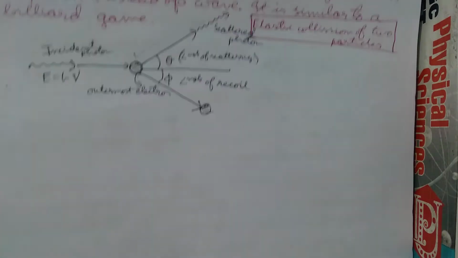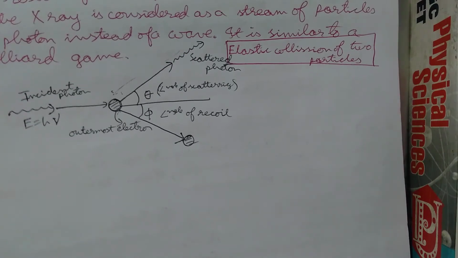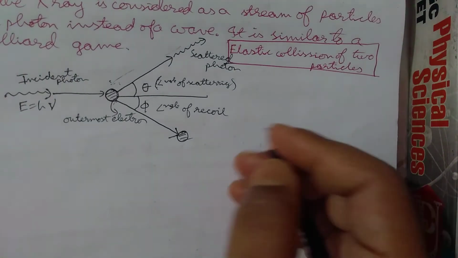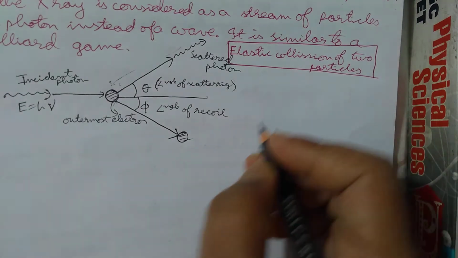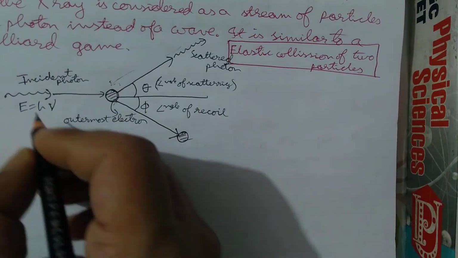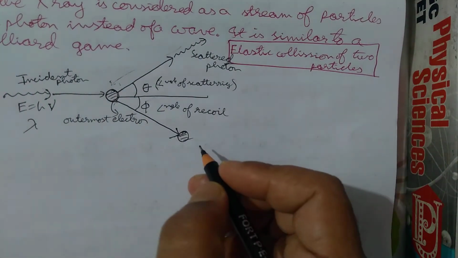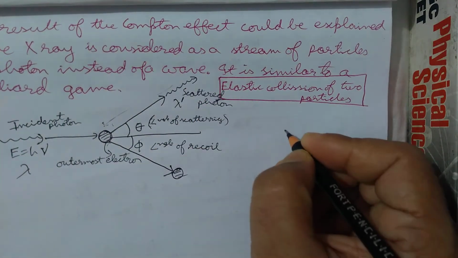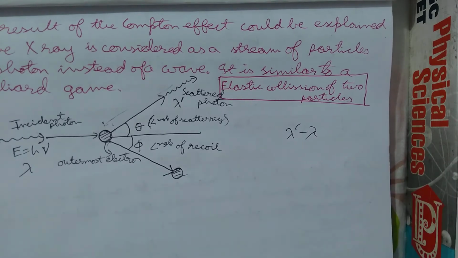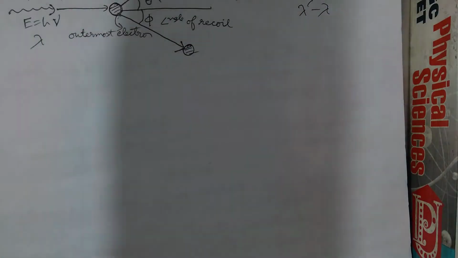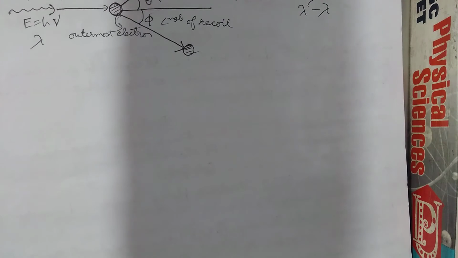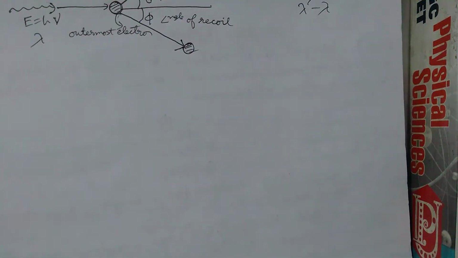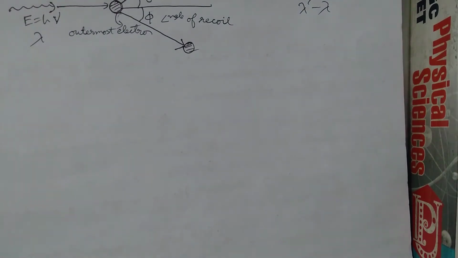Now we'll do the mathematics and calculate the difference in wavelength. Suppose the wavelength of the incident photon is lambda, and the wavelength of the scattered photon is lambda prime. We'll calculate lambda prime minus lambda. For that, you have to apply the equations of conservation of energy and conservation of momentum.